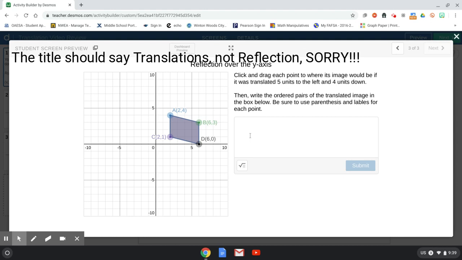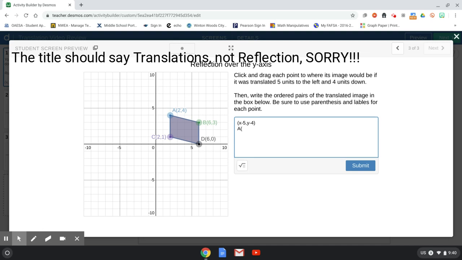All right, this one. This one says click and drag each point to where its image would be if it was translated 5 units to the left and 4 units down. So remember from the notes page, if I'm moving 5 to the left, I'm going to be moving in a negative direction. And if I'm going 4 units down, I'm moving down in a negative direction. So this one is actually going to be similar to this, x minus 5, y minus 4.